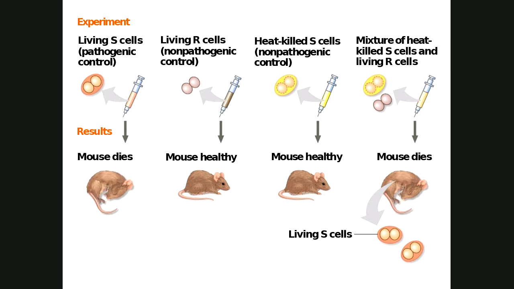So when those heat-killed S cells died and all their DNA was spread out into the environment, the living R cells took it up, right? They bacterially transformed themselves. They incorporated that DNA, and in that DNA was the information on how to make the capsule, right? And so now, once those living R cells know how to make a capsule, they're no longer living R cells. They're now living S cells. And that's what kills the mouse.